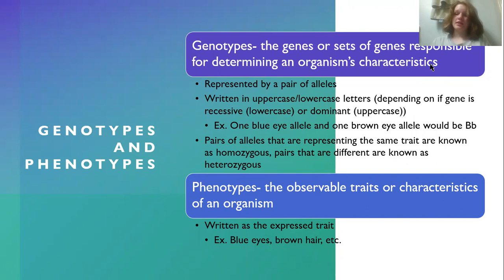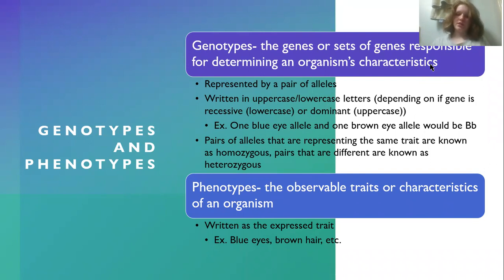It is customary to put the dominant allele first. Makes sense, since it is the dominant one and it is the one that will therefore be expressed. So it is put first before the recessive allele. A lowercase b, capital B would not be proper formatting. Pairs of alleles representing the same trait that are the same are known as homozygous. You see the root word homo, which means the same, because it's the same two alleles. Pairs that are different are known as heterozygous, hetero meaning different, which represents that there are two different traits being represented here.